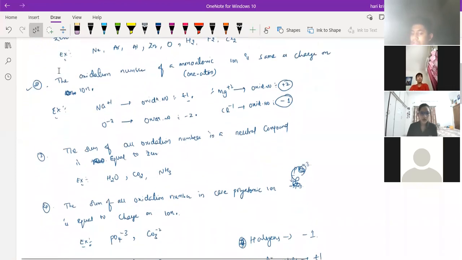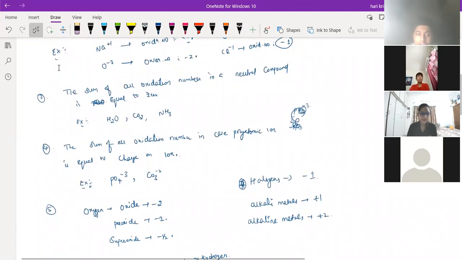Fourth one, the sum of oxidation numbers in the case of a polyatomic ion is equal to the charge on the ion. And the last one is, in the case of oxygen, oxide will show -2, peroxide will show -1, and superoxide will show -1/2. Halogens will show -1, alkali metals always show +1, and alkaline earth metals show +2. So these are the different rules for the oxidation number.